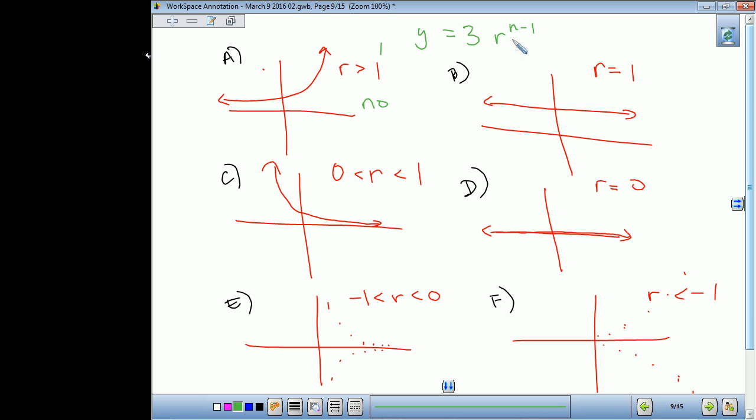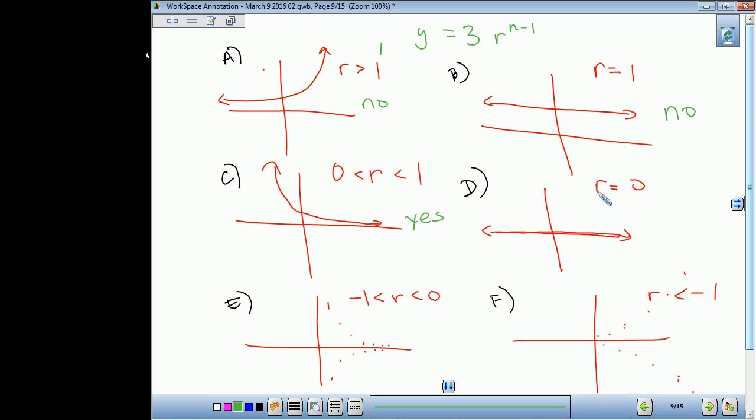Alright, if we tried to find the sum of this, the graph looks like this if r is 1. What is the sum of 3 if you add it up forever? You can't find it, can you? No. Alright, with this one, do you see that as n grows larger and larger, the value of this function is almost 0? So this one is a yes.